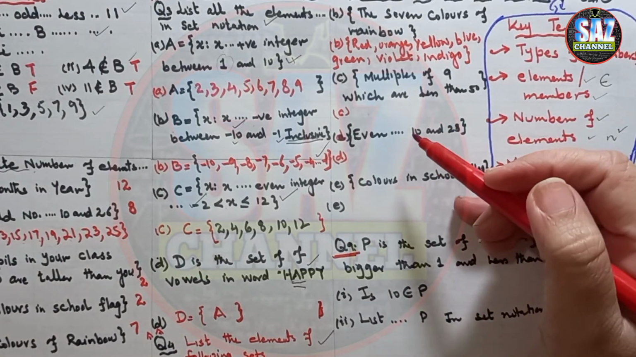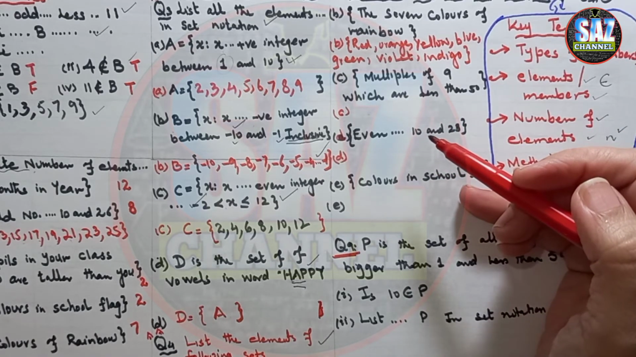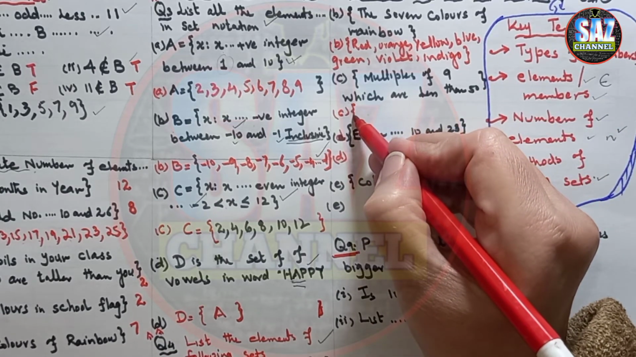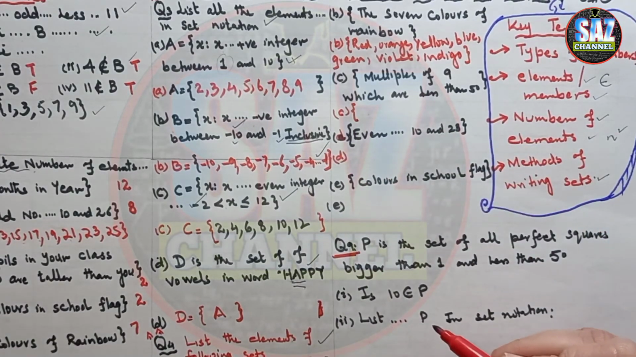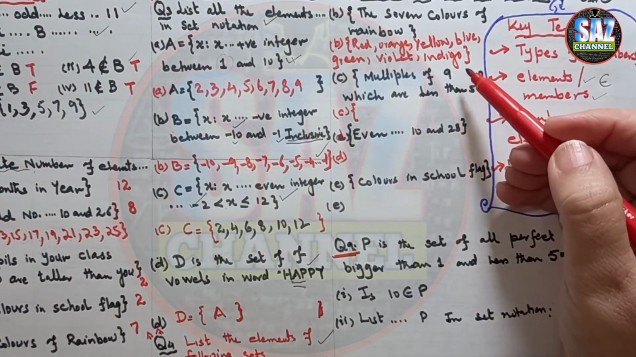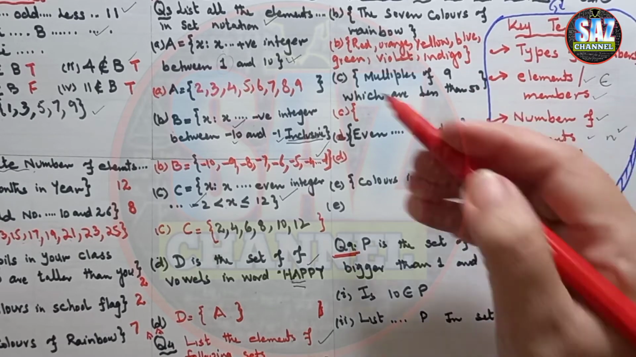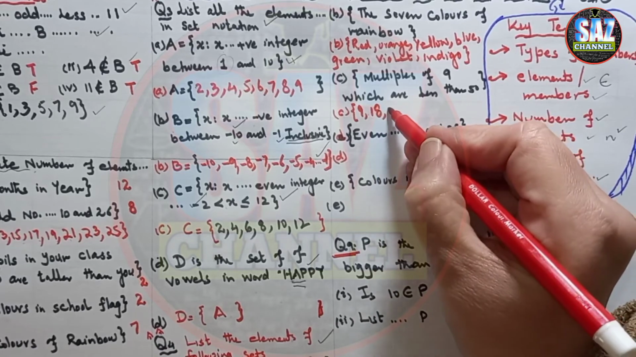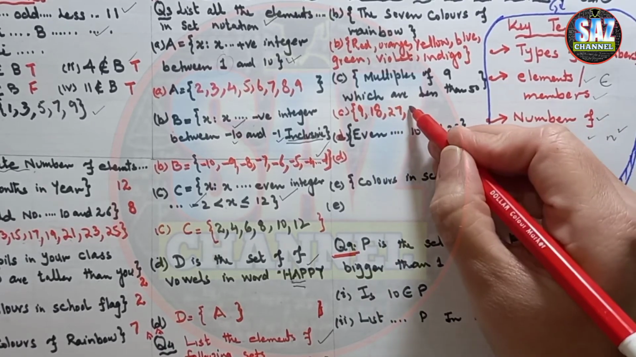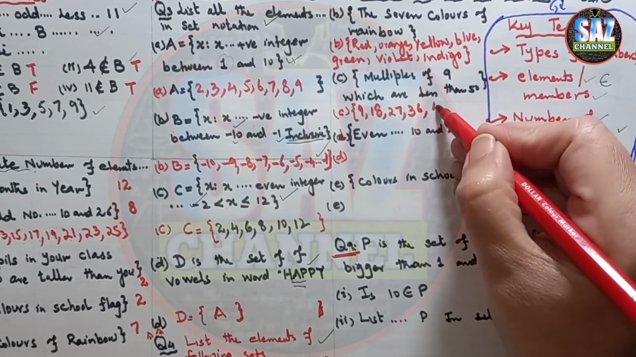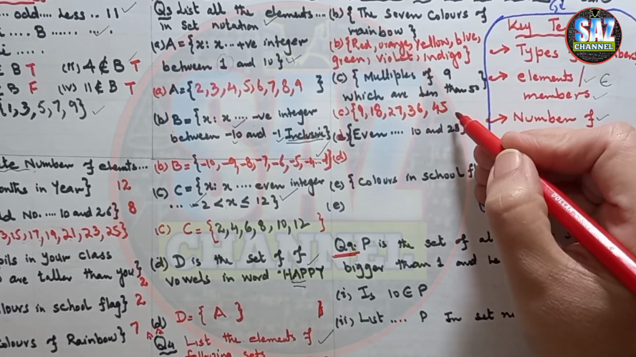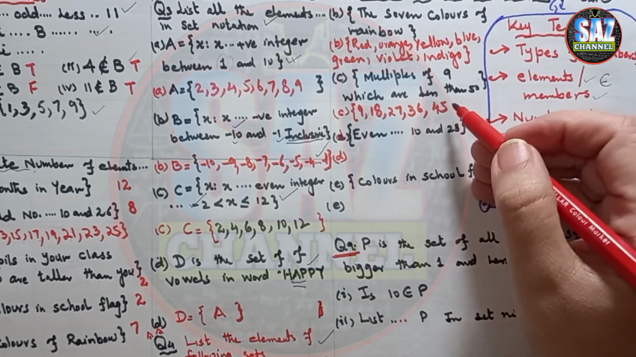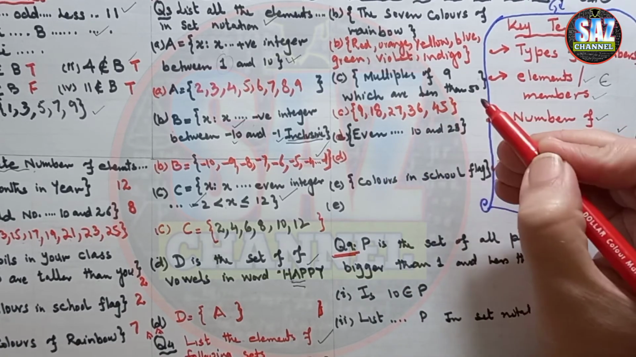And then the next part says the multiples of 9 which are less than 50. Okay, very easy questions. You should just have the clear concepts of the previous class. We have to pick up the multiples of 9 which are less than 50. So let me read the table. 9 ones are 9, 9 twos are 18, 9 threes are 27, 9 fours are 36, 9 fives are 45, and then I have to stop before 50. So 45 will be the last element here, and I have to close the bracket.